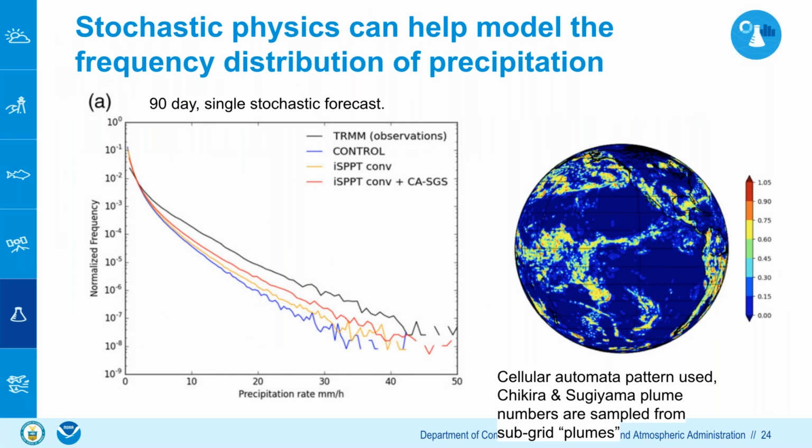And doing so, we also looked at the frequency distribution of precipitation with various options of stochastic physics. So we had ISPPT, which is when we apply perturbations onto the convective tendencies only. And then when we did that in combination with the CA approach of sampling for the convection scheme, you see that the precipitation frequency distribution shifts and better matches the observations. In that study, this is the pattern that we used.